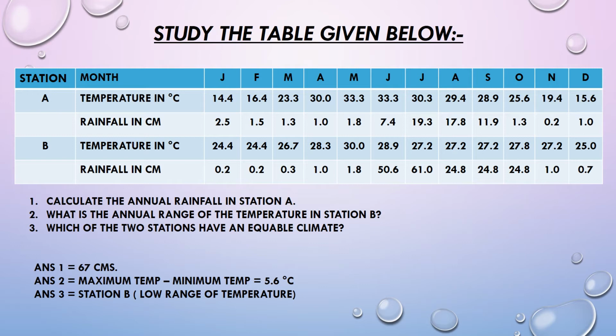Third question is, which of the two stations has an equable climate? Now here there is station A and station B. When you take out the annual range of temperature for station A and station B, you will find that station B has an equable climate, and the reason is because it has a low range of temperature.